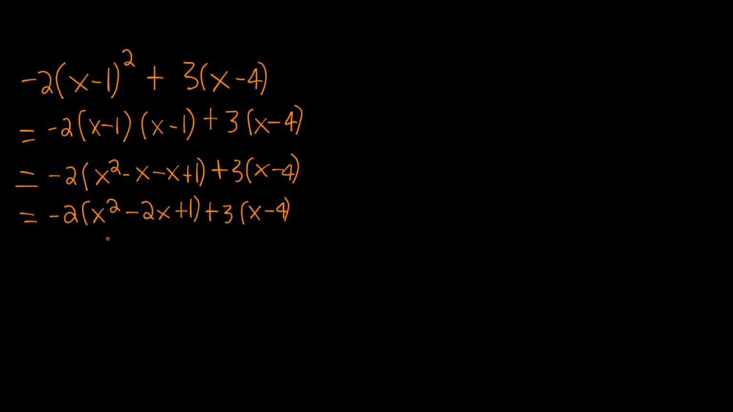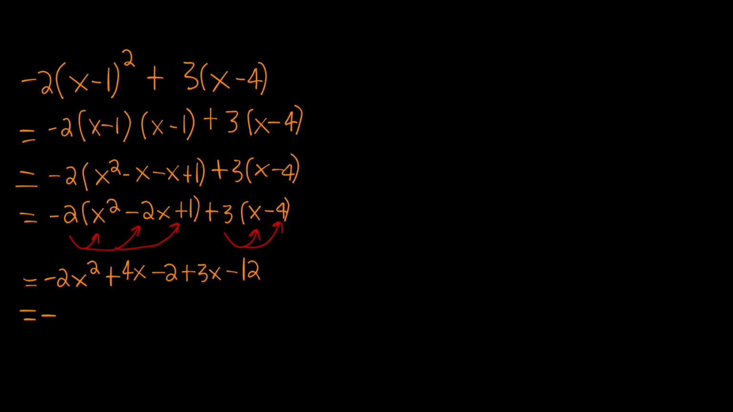Now, from this point, we can distribute into both expressions. So that's going to distribute to all terms there. The 3 is going to distribute to both of its terms, which will give negative 2x squared plus 4x minus 2 plus 3x minus 12. Or, once we combine our like terms, negative 2x squared plus 7x minus 14 as our final answer.